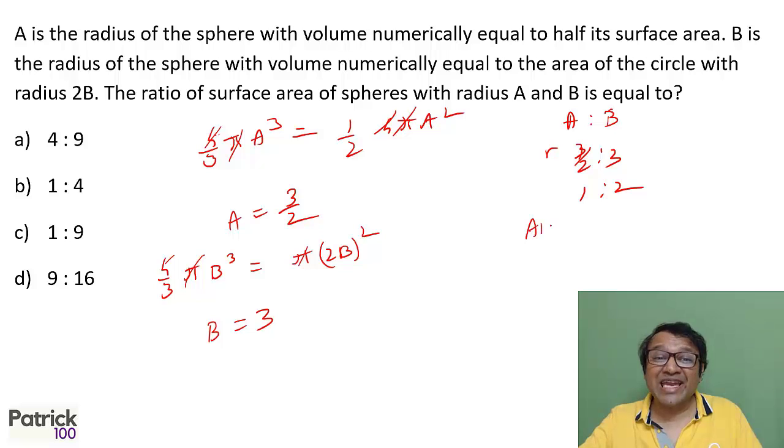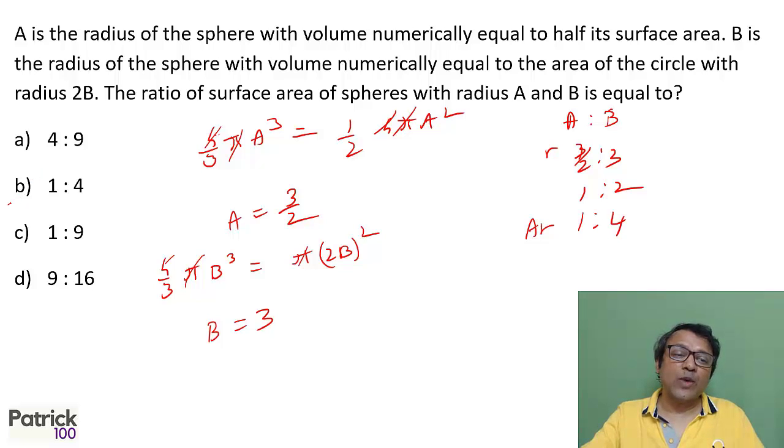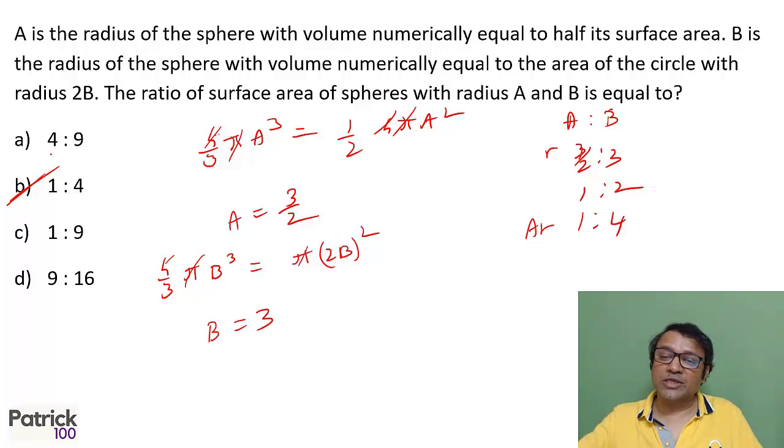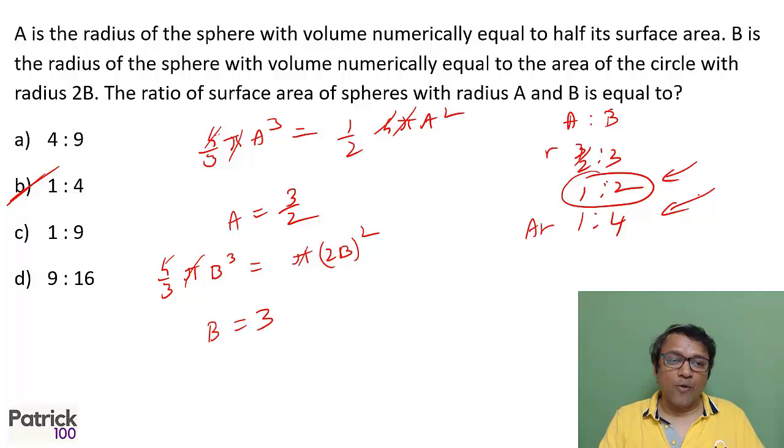So the ratio of the areas, the surface area of the sphere, will be 1:4. So area will always be the square of the radius. For similar figures, the property is that if the ratio of the sides is A is to B, the ratio of the areas is A square is to B square. So similarly, if the ratio of the radius is 1:2, the ratio of the area will be 1:4. B option.